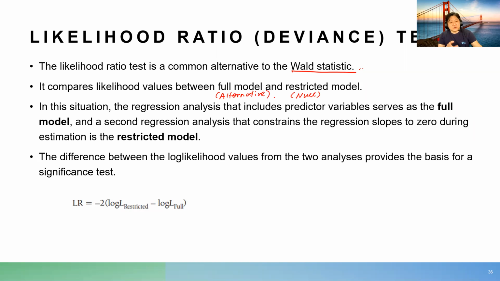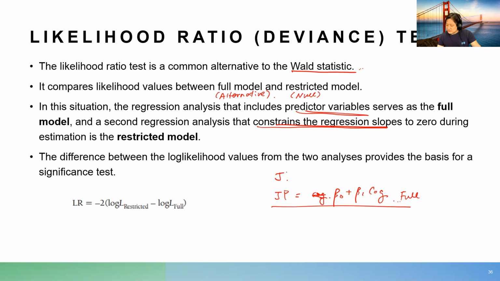So in our previous example, we tried to predict job performance using cognitive ability, right? If your regression model includes a predictor variable, that could be your full model, and the one that contains no regression slope will be the null model or restricted model in this case. For example, job performance is beta 0 plus beta 1 cognitive ability. This is our main model, so let me say this is the full model. And then our restricted model will be only the intercept, so there is no predictor here. This is the restricted model, right?